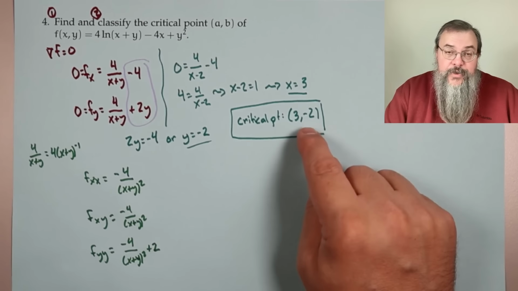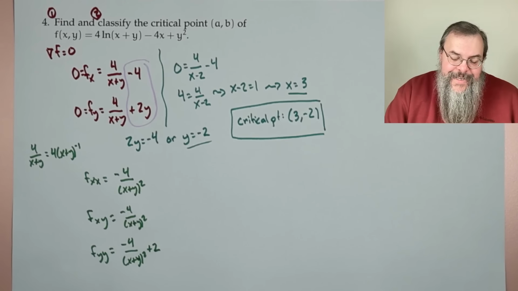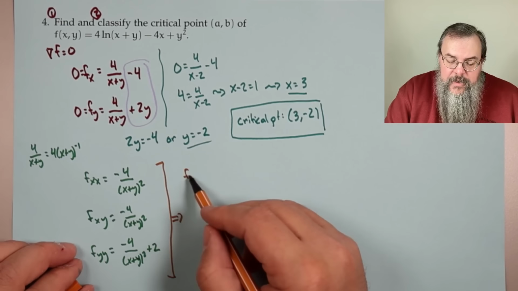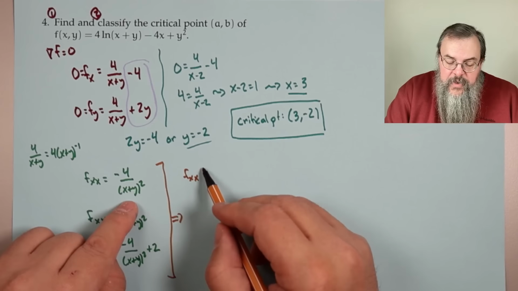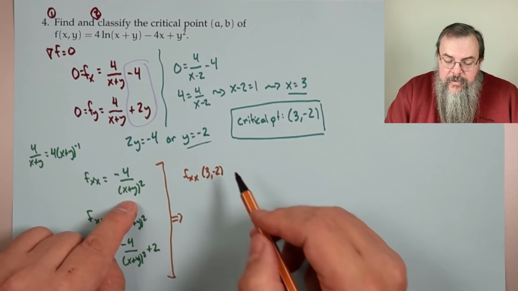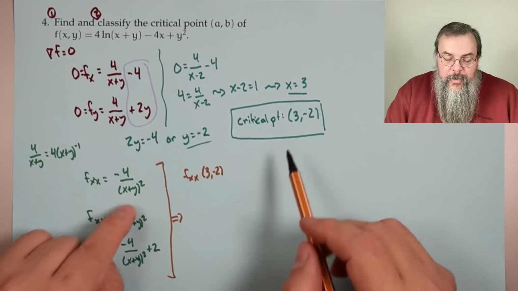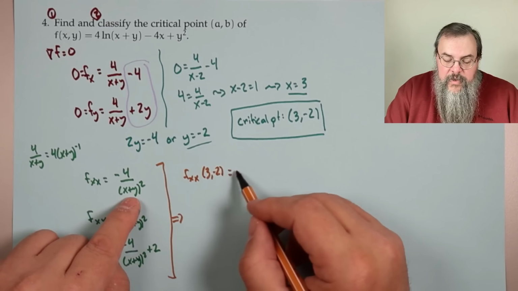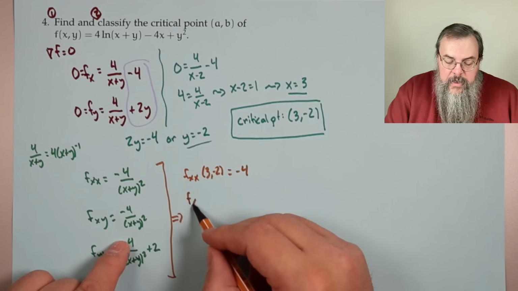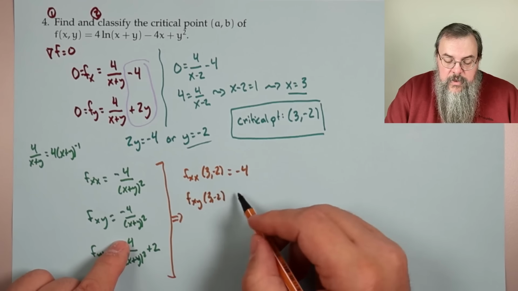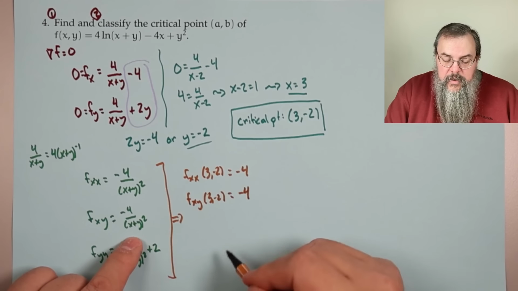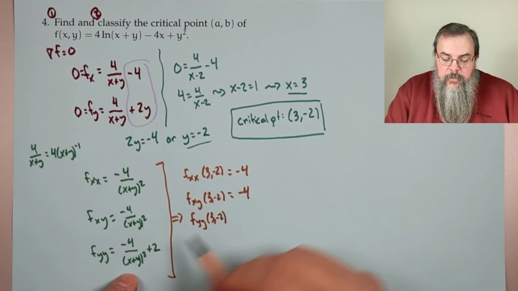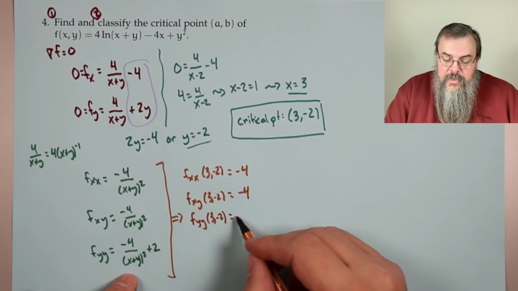And we're going to evaluate at each critical point. Well, there's only one. So that's good news for us. And really great news is that the way we evaluate is we really have x plus y, and we already know what x plus y is: x plus y is 1. So f_xx at (3, -2) will be -4 over 1 squared, so that's -4. f_xy at (3, -2) is -4 over 1 squared. f_yy at (3, -2) is -4 over 1 squared plus 2, which is -2.